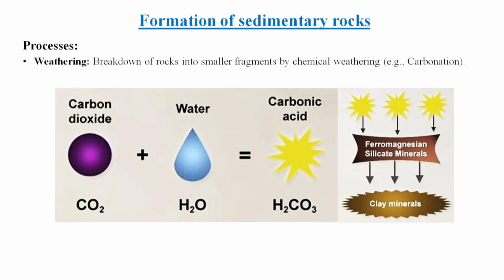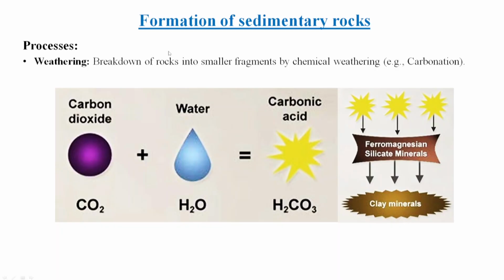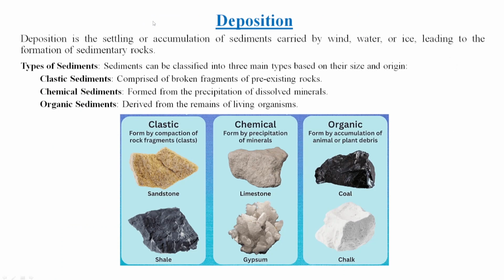So the role of this carbonic acid again is to disintegrate in a chemical way these ferromagnesian silicate minerals that are already present in an igneous rock or a metamorphic rock, and it might result in the formation of clay minerals, which will later get transported, deposited and lithified under some other conditions and might form a sedimentary rock. So these are the two important processes of chemical weathering. There are other processes of chemical weathering as well. We will be dealing with that when we discuss weathering and mass wasting.